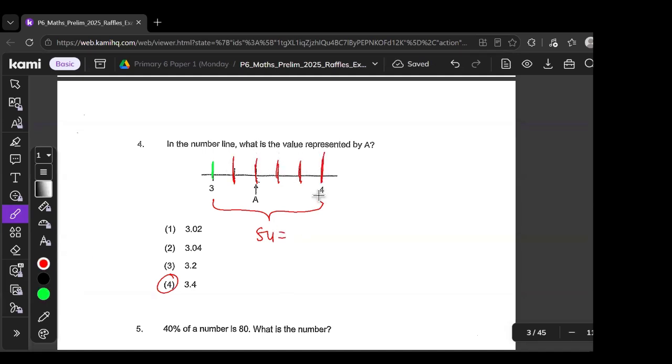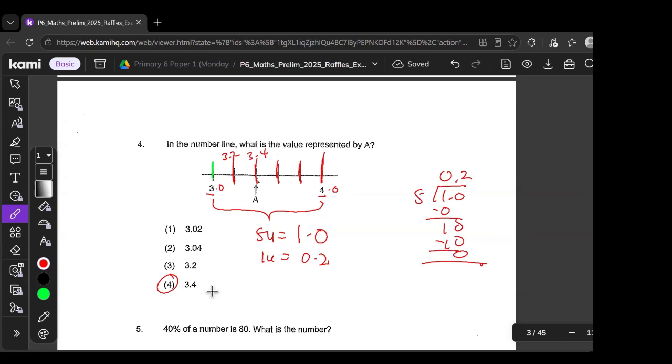And how big is 5 units? 4 minus 3, which is 1. You must know how to get how big. No calculator, what do we do? Can we do it faster? Change the whole number into a decimal. 1 unit will be what? 1.0 divided by 5. Do your dividing and raise the decimal point. 2 times 5 is 10. You get 0.2. So 1 unit is 0.2. Then change the whole number into a decimal, then start adding. So you have 3.2, then 3.4, and so on. So the answer is number 4.